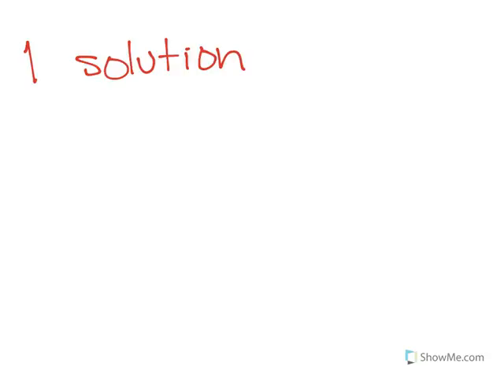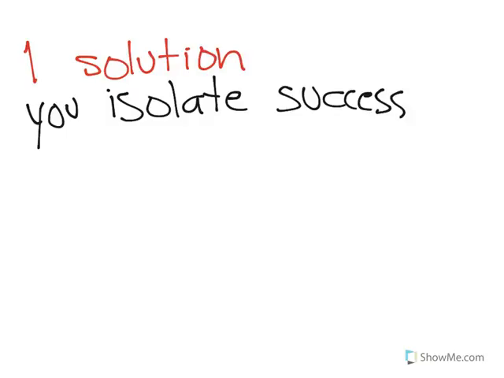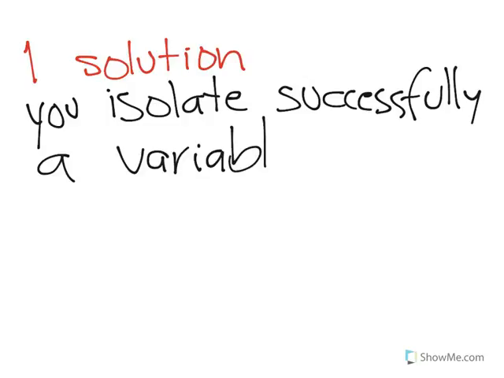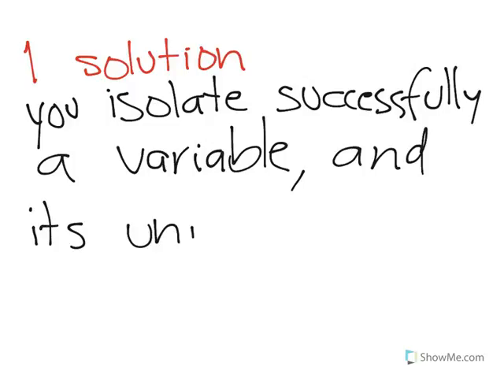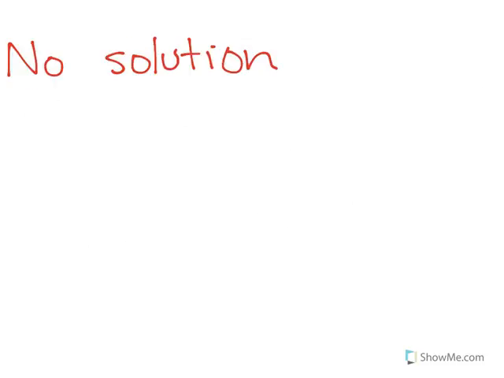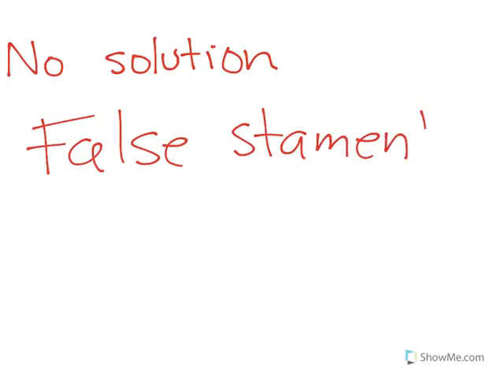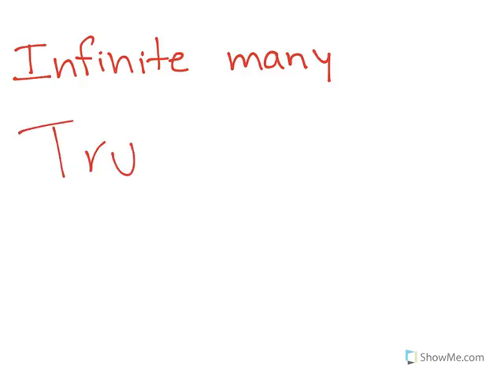So you know that you have only one solution when you successfully isolate a variable and find its unique value. And then you can substitute for the other variable. For no solution, just like before, you get a false statement. And for infinitely many, you get a true statement.